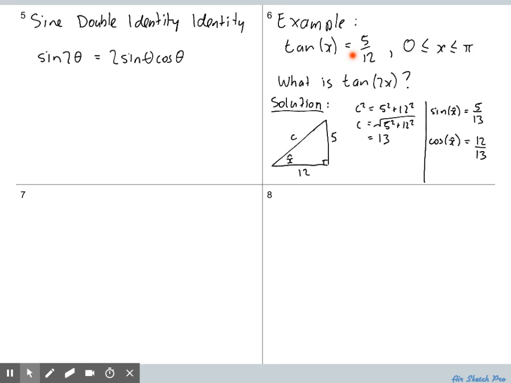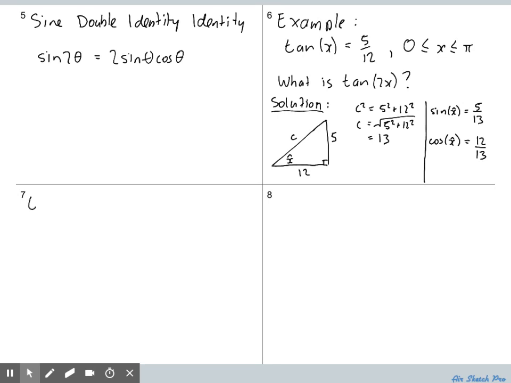Okay, if it was set as tan of x equals negative 5 over 12, we could conclude that it must be in the second quadrant, given the range of x here, and that would make sine positive and cosine negative. But they're not. They're just all positives. Hooray! So I'll go on to the next slide and just conclude that.